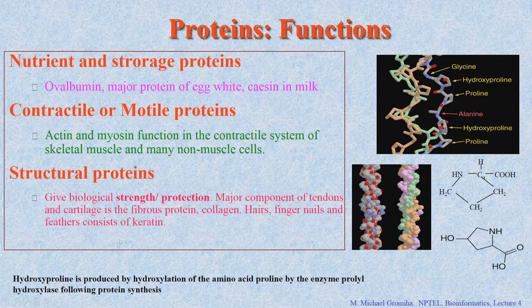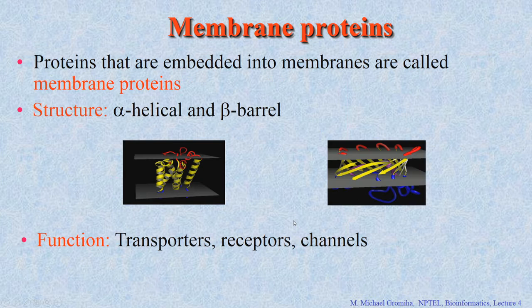For example, you can find this in hairs and fingernails and the feathers. You can see these proteins have a specific combination of amino acid residues, like hydroxyproline, glycine and proline. About one third of these proteins is glycine, hydroxyproline as well as proline. This gives the elongated shape to structural proteins like collagen, keratin and so on.